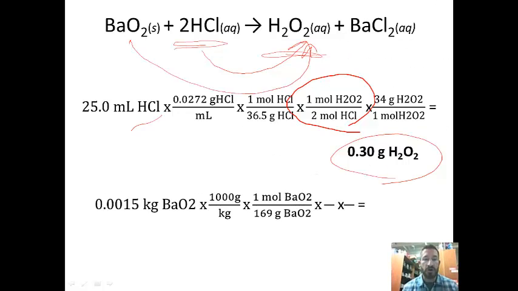So first we're going to start with the kilograms, and this is what I said is different. Maybe you call this step 0. We're going to have to change kilograms to grams. You have to remember how many milligrams in a gram, how many grams in a kilogram. There are 1,000 grams in a kilogram, and so that will allow us to cancel that.